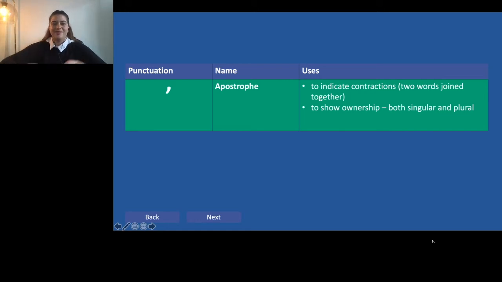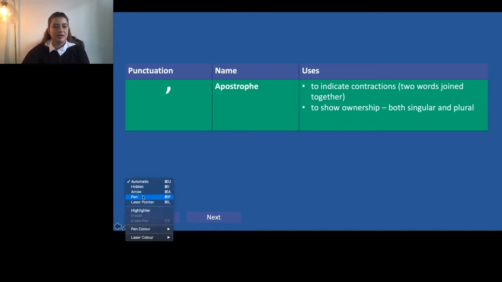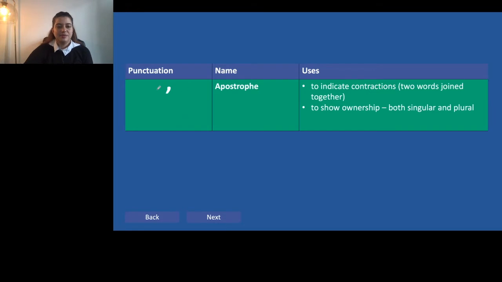All right, welcome back. We're going to do a lesson on the apostrophe today. So let's get the pen out. Nice pen. This is what the punctuation looks like when we're using it. It goes above the letter. So if we're talking R for river, it would go above the letter like so.